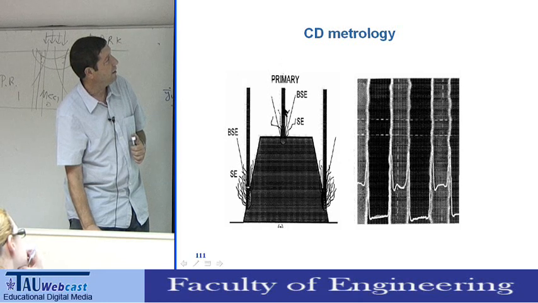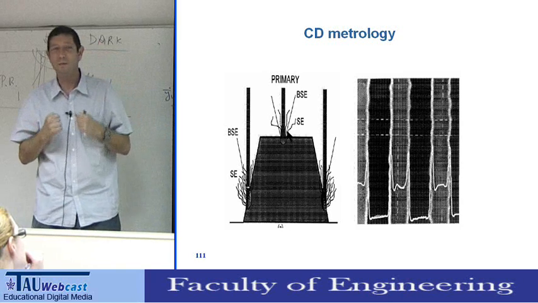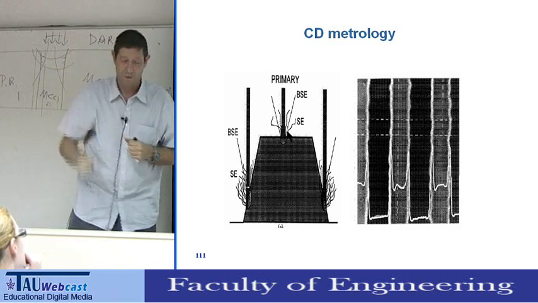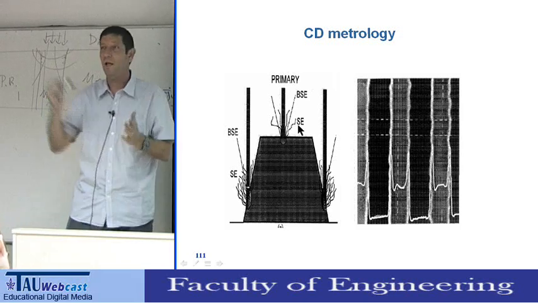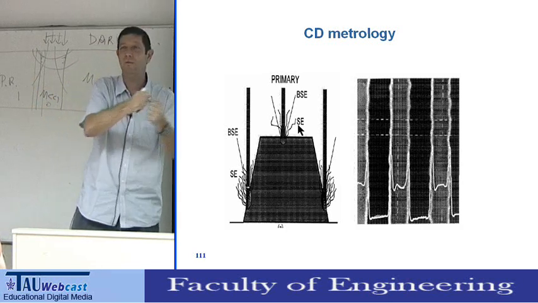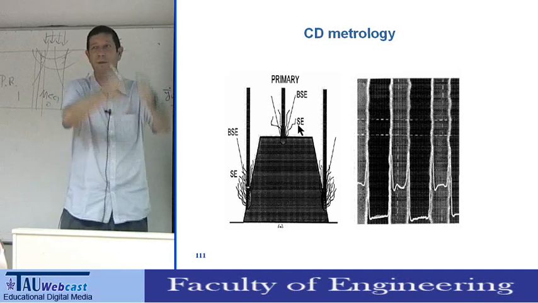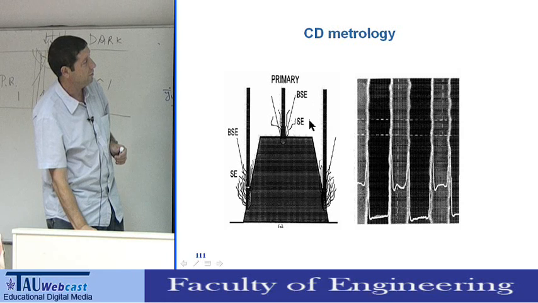You are generating a beam of electrons, and they hit the photoresist. Many of the electrons hit the photoresist and go inside, but some of them are backscattered. So we have backscattered electrons, and some of them are secondary electrons. The electrons hit the substrate. They are so energetic, they break some of the bonds, and some of the secondary electrons are emitted outside. So this is the primary beam of electrons, and those are the secondary electrons or the backscattered electrons.